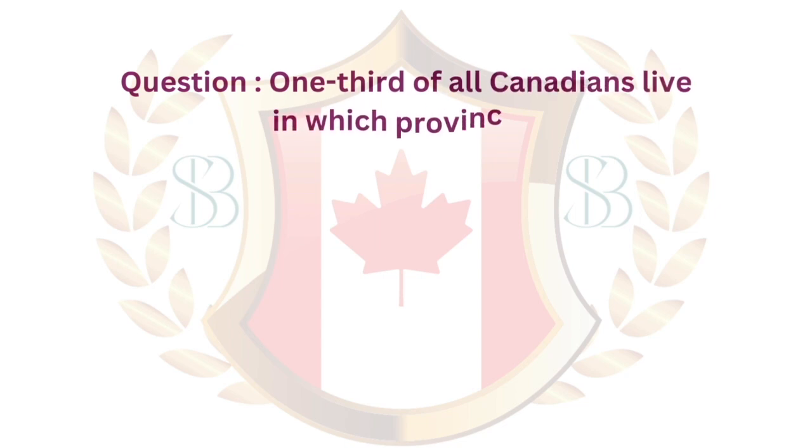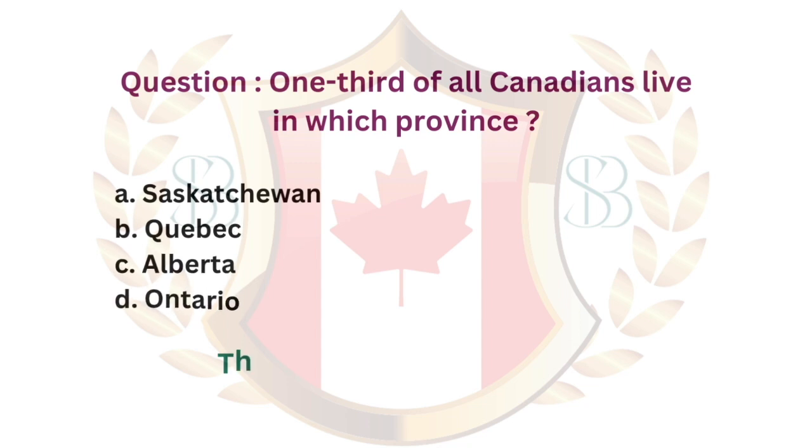Question. One third of all Canadians live in which province? A. Saskatchewan. B. Quebec. C. Alberta. D. Ontario. The answer is D, Ontario.